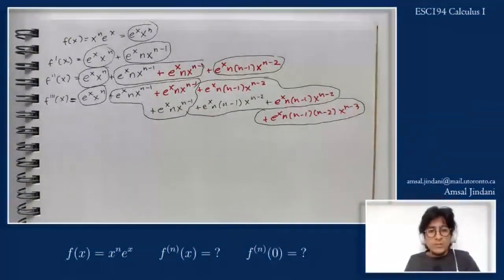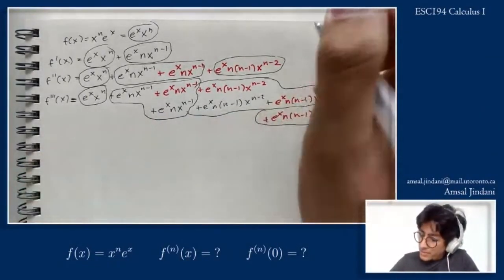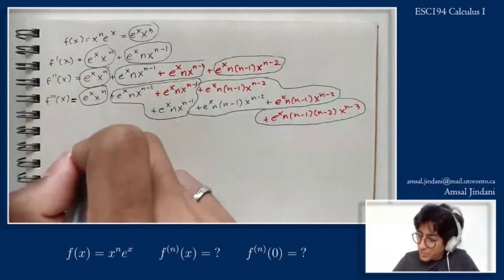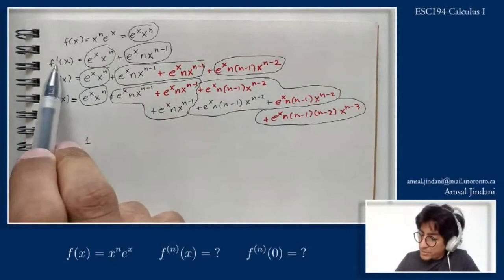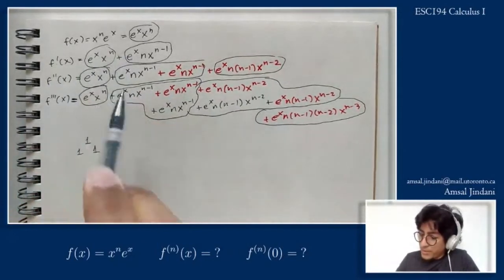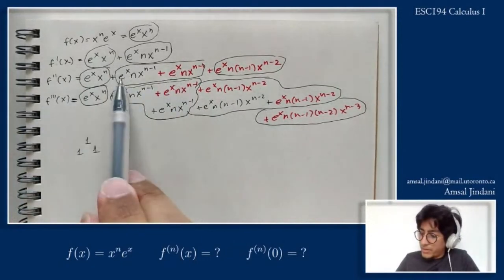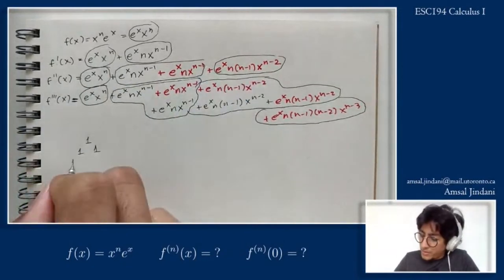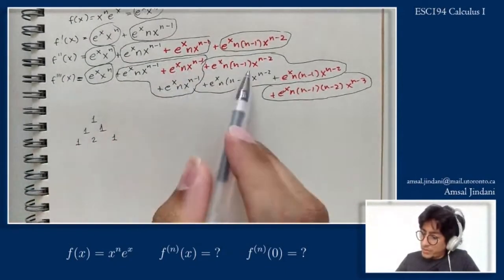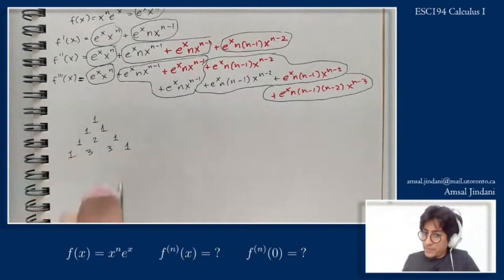So now let's look at the coefficients of these expressions. If I'm looking at the 0th derivative, the coefficient is just 1. If I'm looking at the first derivative, the coefficients are 1, 1. If I'm looking at the second derivative, it's 1, and when I add these two together, I get 2, and then 1 again. So I get 1, 2, 1. And then the next one is 1, 3, 3, 1.